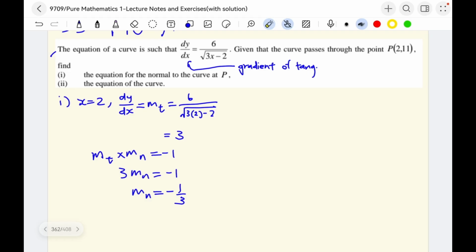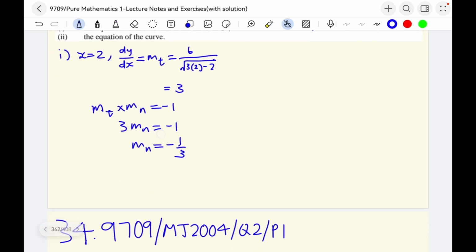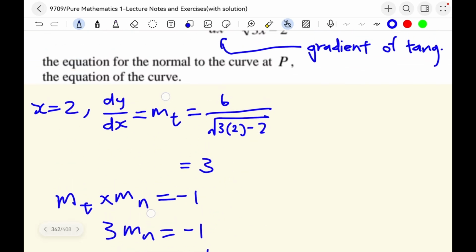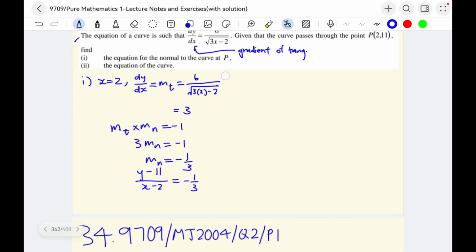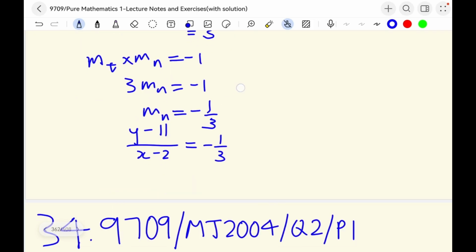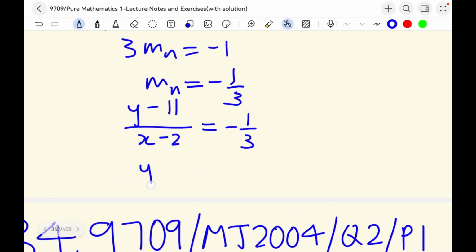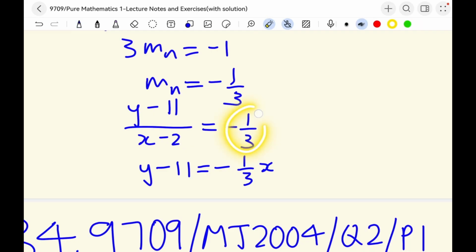Now, use the gradient proportionality. Even though it is the normal, the points are common. So it's y minus 11 divided by x minus 2. For me, I feel like the intercept form is preferable. So now multiply the x minus 2 to the right hand side.